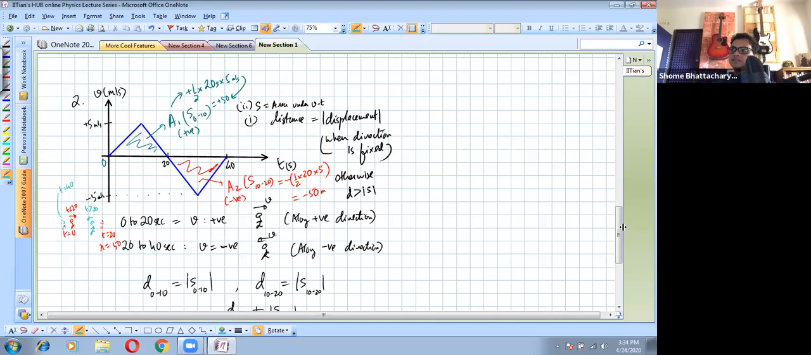Yes, that's correct. Okay, so you can now just go ahead and add the magnitudes of the two displacements. So 50 plus again mod of minus 50, so that's 100 meters. Whereas if I ask you what is the displacement from 0 to 40, the answer is 0.